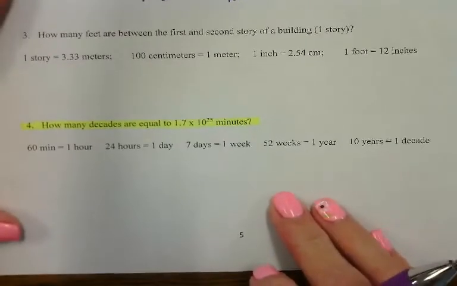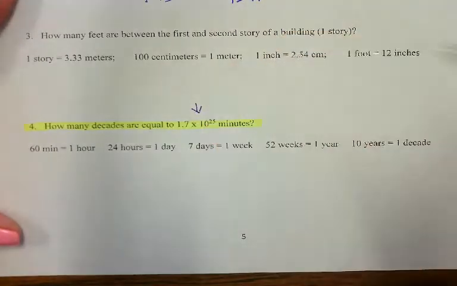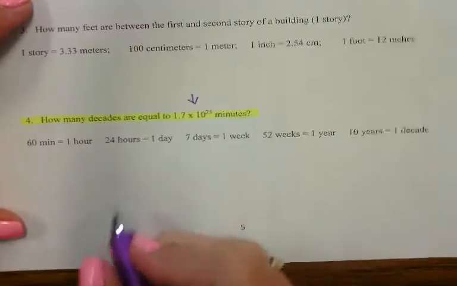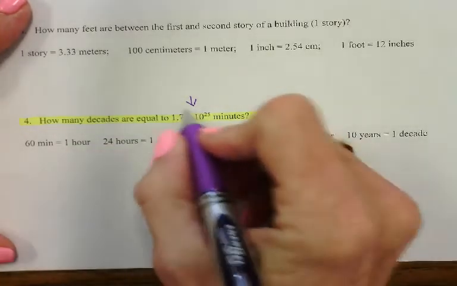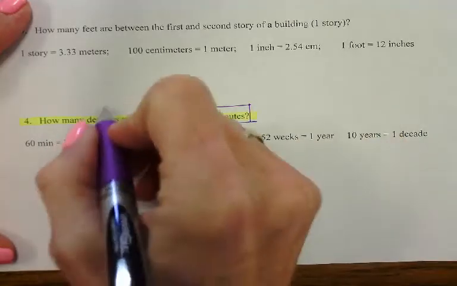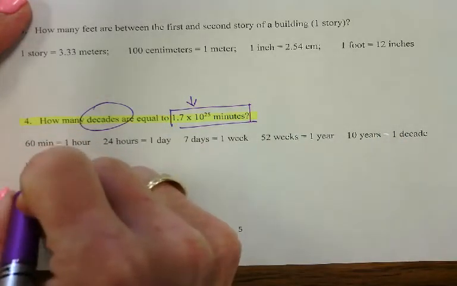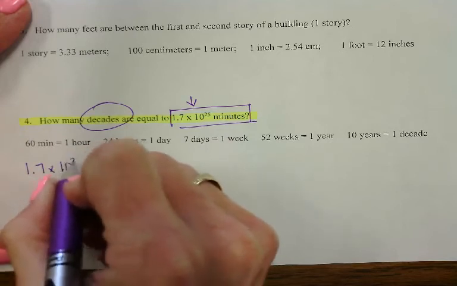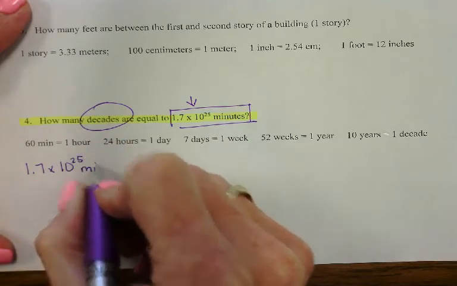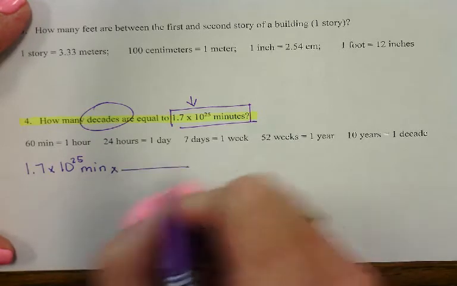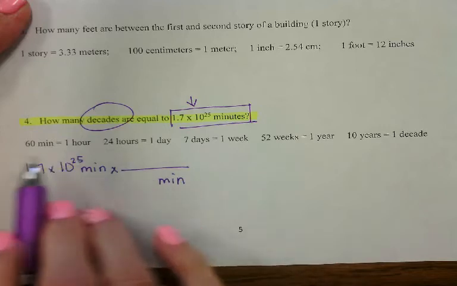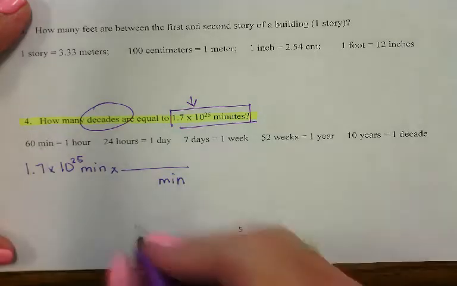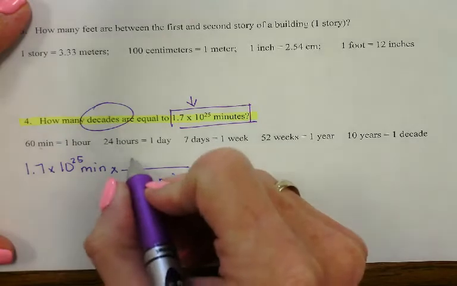Okay, I picked number 4 because I figured some people would freak out when they see a number in scientific notation. So we can do this. This is not that hard. How many decades are equal to 1.7 times 10 to the 25th minutes? So that is my given. That's my unknown. 1.7 times 10 to the 25th minutes. Just go down my unit. Okay, and then I look at my conversion factors. Do any of these have minutes? That first one does. 60 minutes in 1 hour.